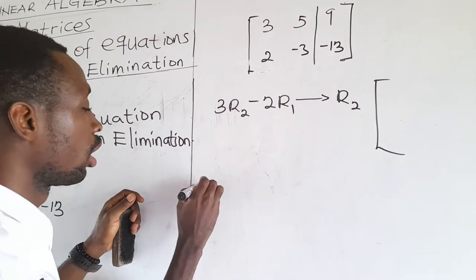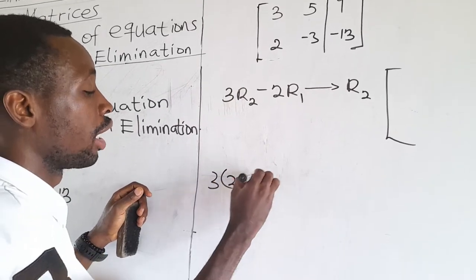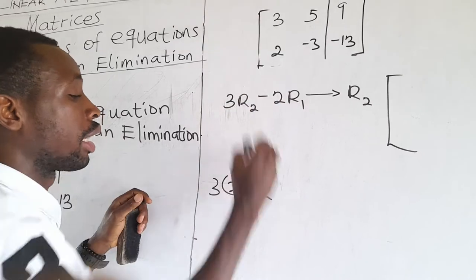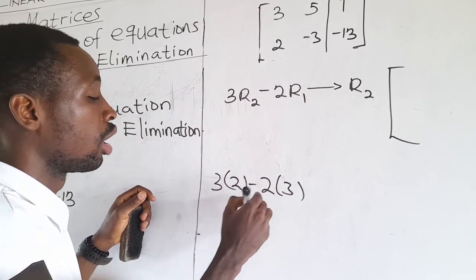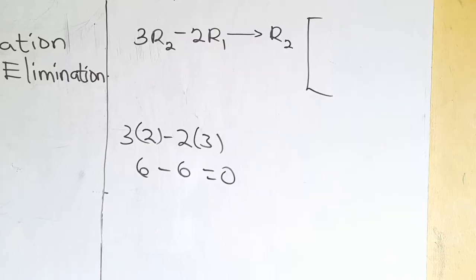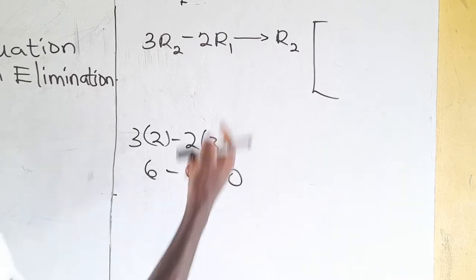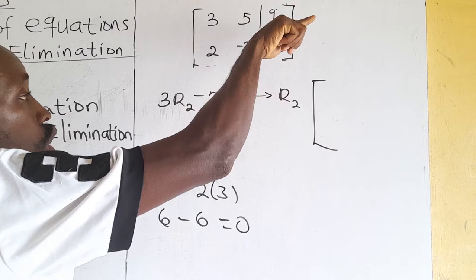So now let's check. 3 times, what's our R2? 2. Minus 2 times, what's our R1? 3. So 3 times 2 is 6, and 2 times 3 is also 6. That becomes 0. So you see that we can make that place 0. So all the entries in the first column will not be affected.